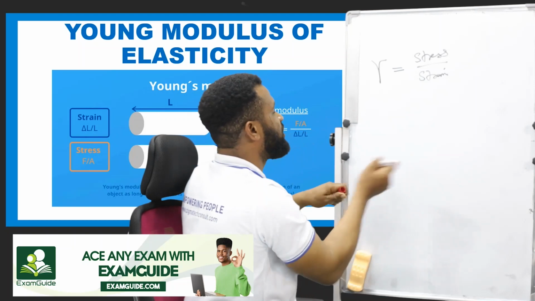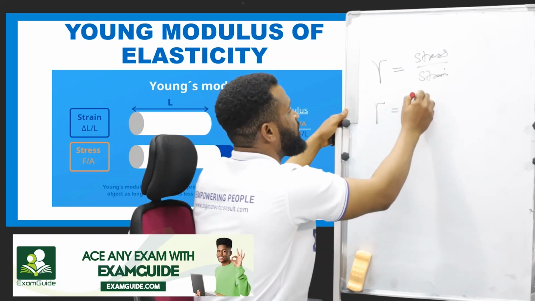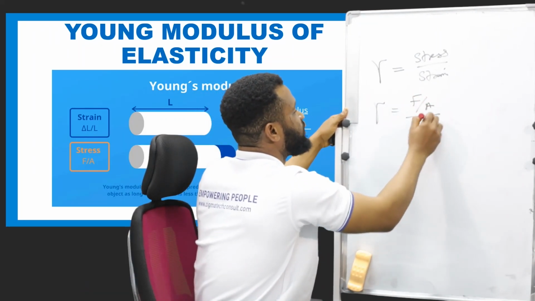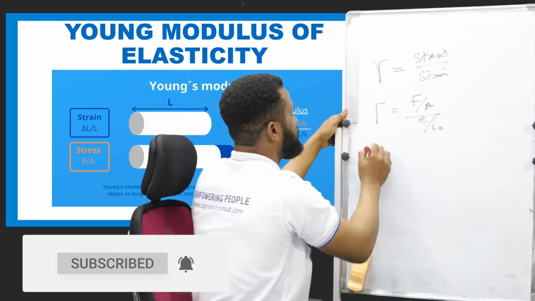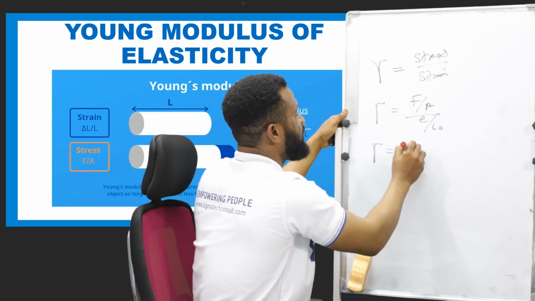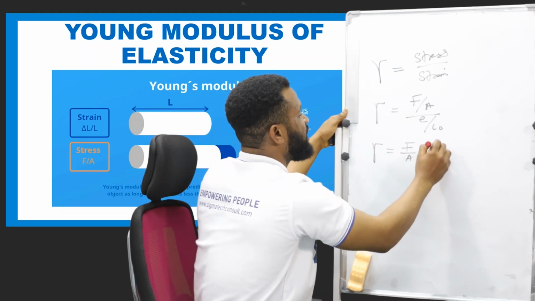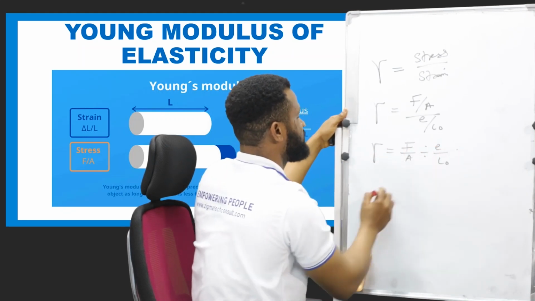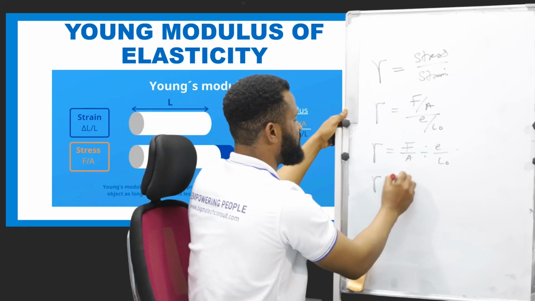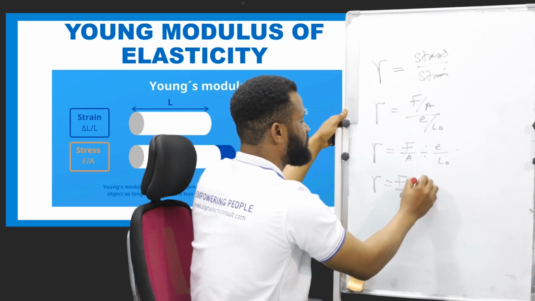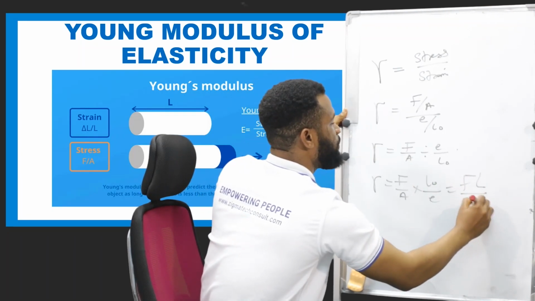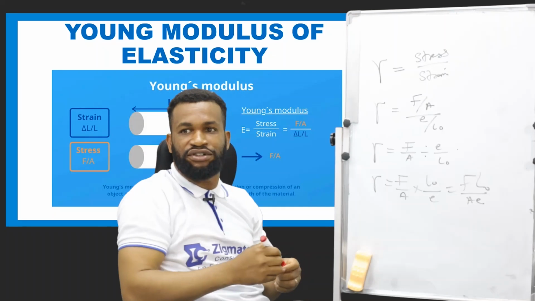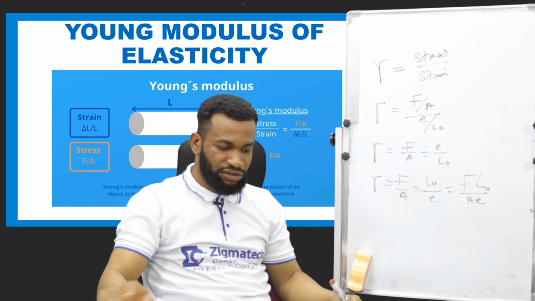So if we now put the formula, we say that the Young modulus is given as force over unit area, all divided by the extension all over original length. So Young modulus is F over A divided by extension over original length. So Young modulus is going to be F over A times original length over E. So this is FL all over A E. So this is the relationship given for Young modulus.